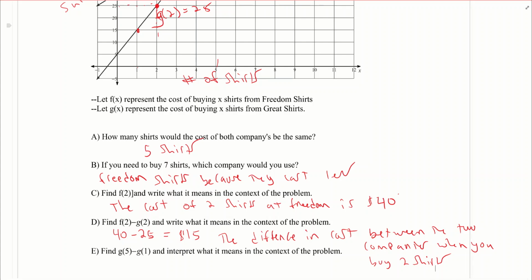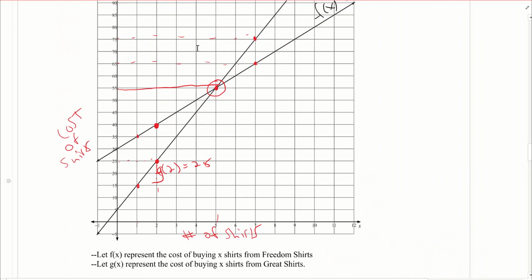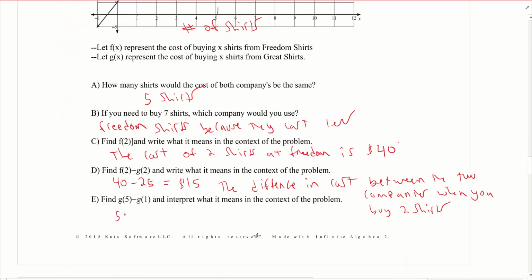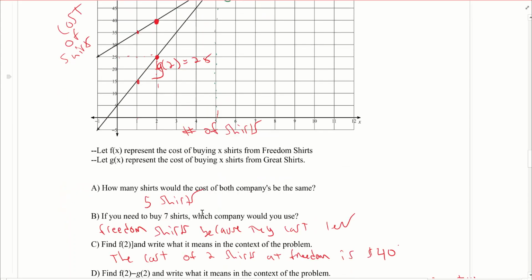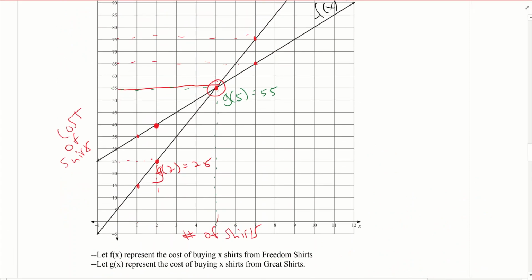And E is similar reasoning. We're going to find g of 5. G of 5 is $55, right? If you look on the graph, we're looking at 5. Let me do this one in green, you can see it better. We're looking at 5, and then the value there is 55. And then the other one we're doing is g of 1. G of 1 is here. No, that's f. G of 1 is the one down here. G of 1 is this function. G of 1 equals $15. So 1 shirt costs $15.